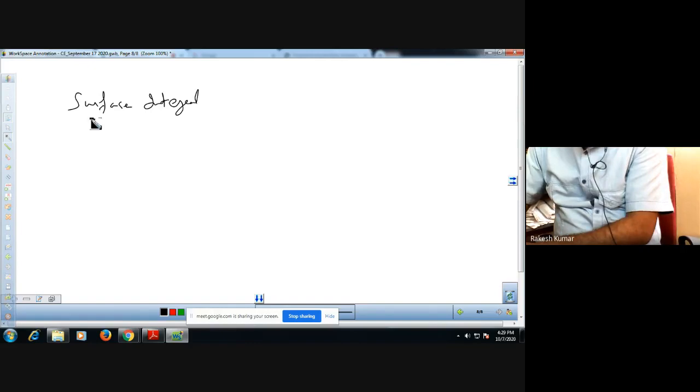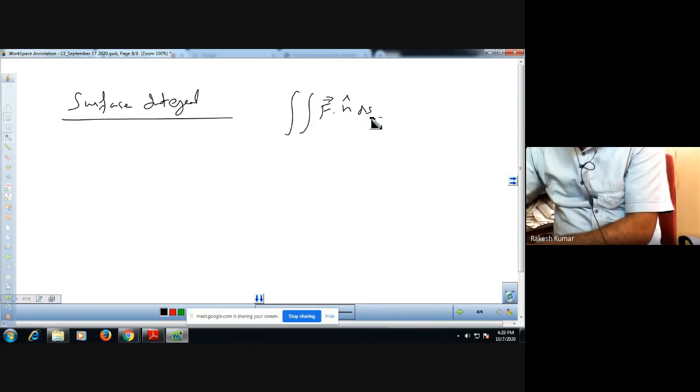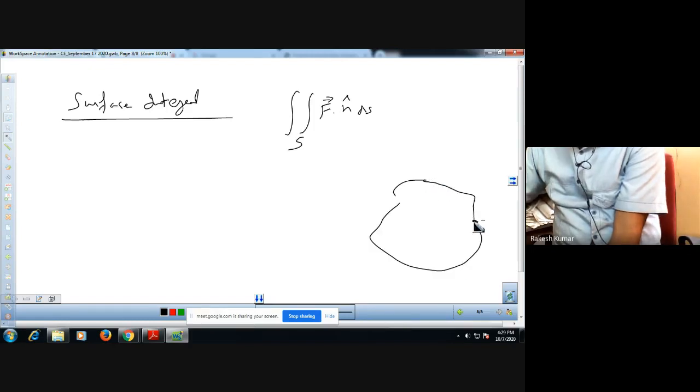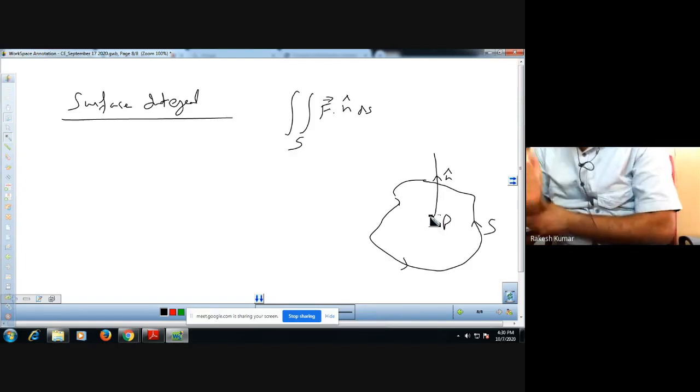This is very important, the surface integral. And for the surface integral, we have to evaluate the double integral of vector f dot n cap ds. S stands for surface, so this is the integral over S. N cap is the unit vector which is normal to the surface. So suppose this is the surface we have, and the name of the surface is S, and n cap is a unit vector along the normal to this. So this should be n cap. This is any point P, and at P, a normal vector has been taken to the surface.